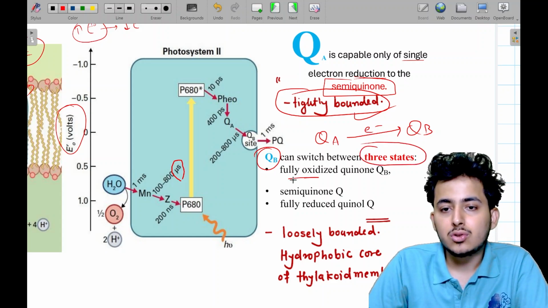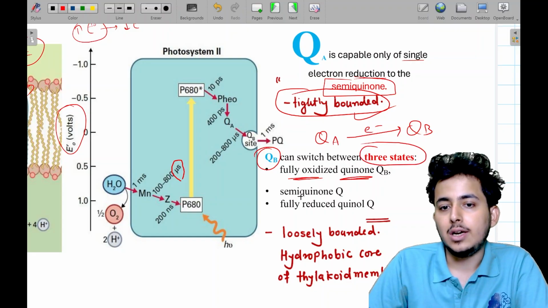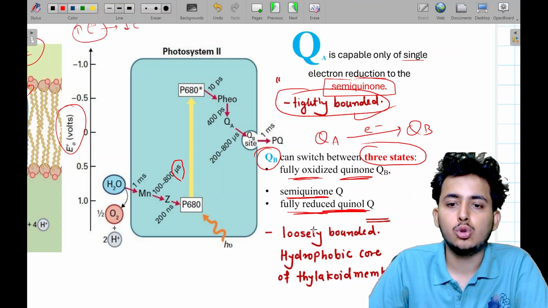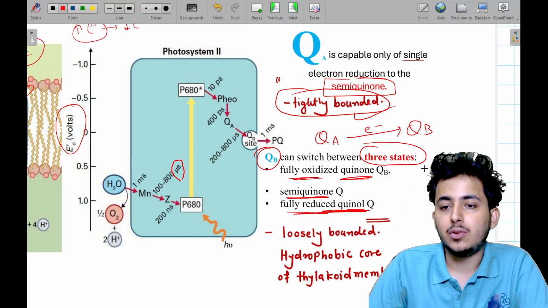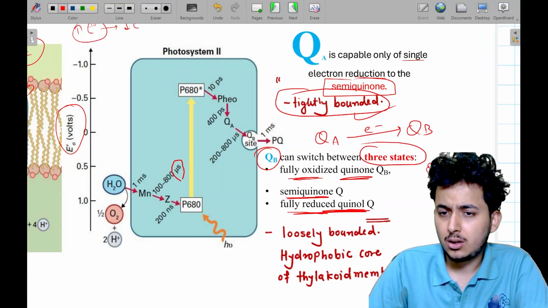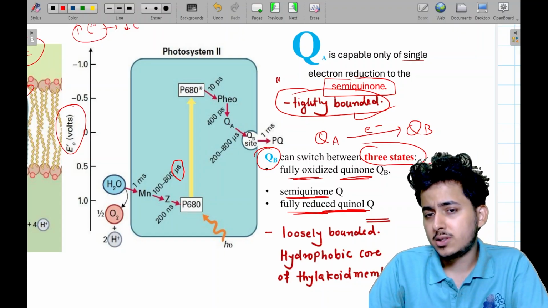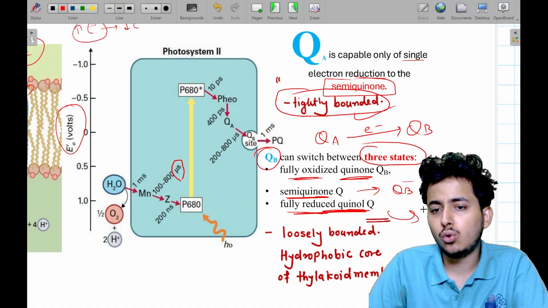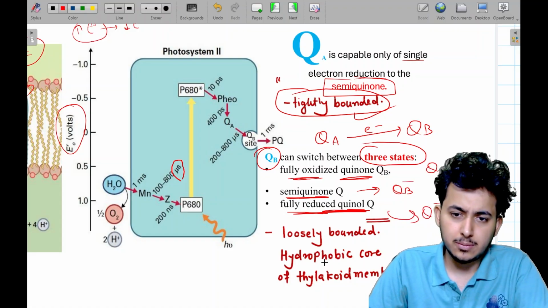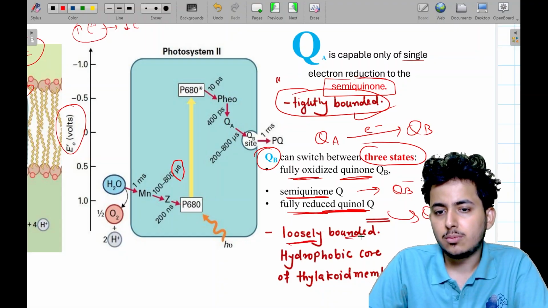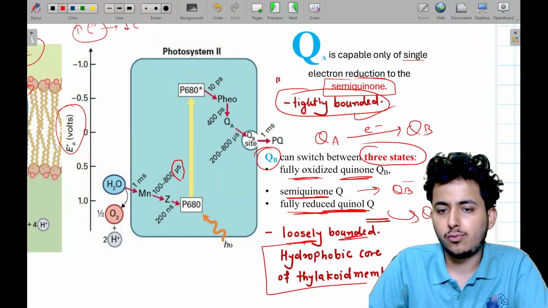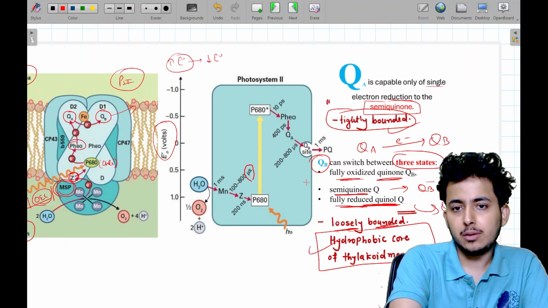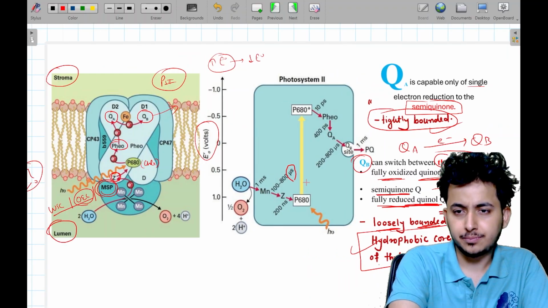It can be fully oxidized quinone, it can be semiquinone, and it can be fully reduced quinol. So if it is in this state, it is called fully oxidized. If it is semiquinone, it is represented by this, and if it is fully reduced, then it is represented by this symbol. It is loosely bound, and it is present in the hydrophobic core of the thylakoid membrane. This is something important about QA and QB.